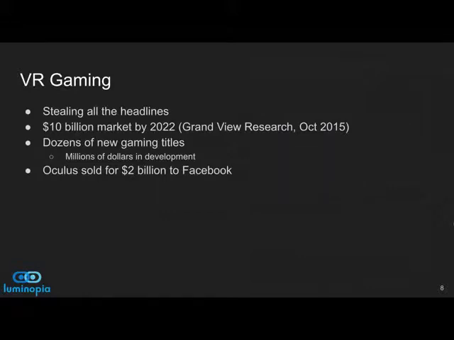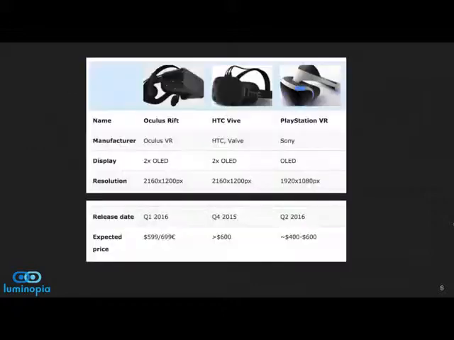It's predicted by Grandview Research to be a $10 billion market by 2022. And at the Game Developers Conference just a little bit ago, there were dozens of new gaming titles released for VR, and those titles represent millions of dollars in development being applied to the VR gaming space. And additionally, to top it all off, Oculus was sold a couple years ago to Facebook for $2 billion prior to having a consumer-ready product.